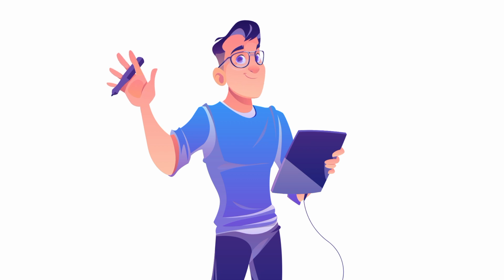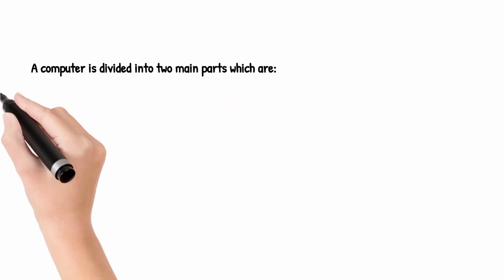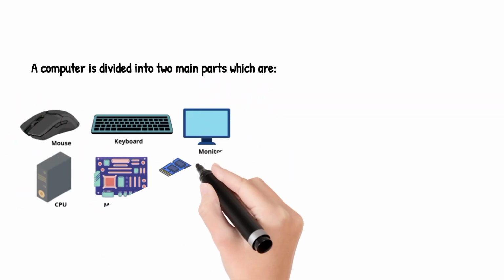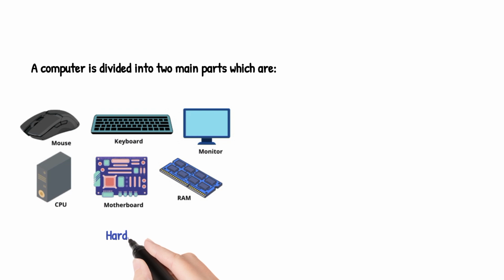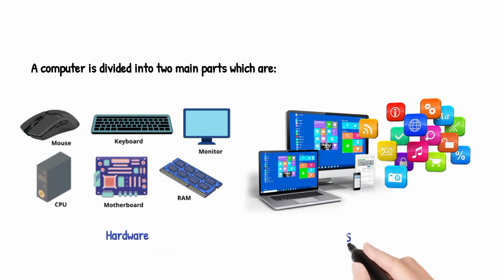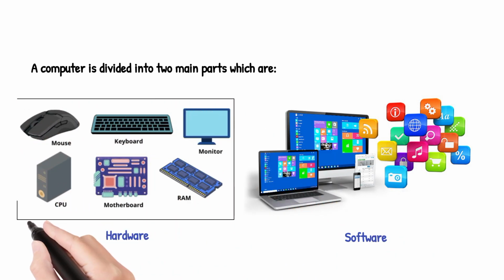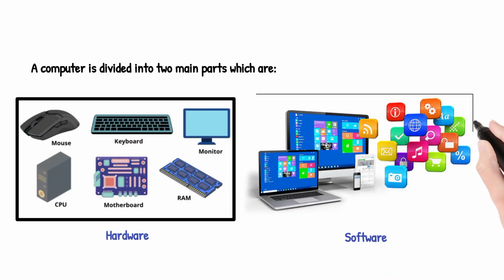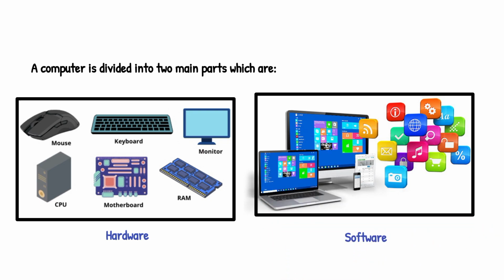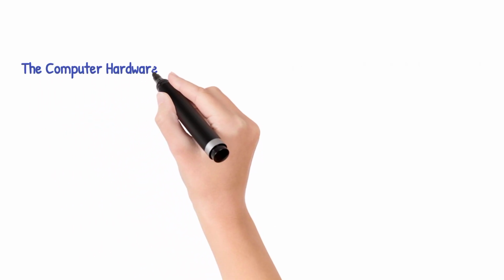First and foremost, allow me to mention that a computer is divided into two main parts. Firstly, we have the hardware part of a computer, and secondly, we have the software part of a computer. So we have two things. A computer is divided into hardware. It is also divided into software. And we are going to be speaking more specifically on the computer hardware.